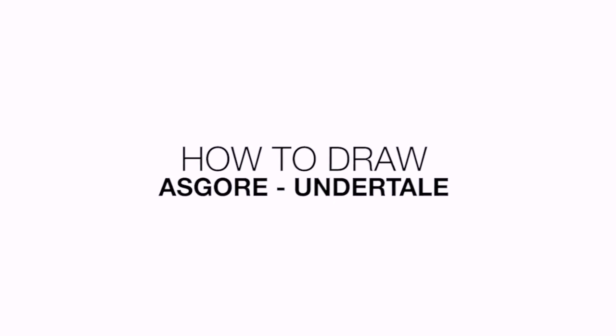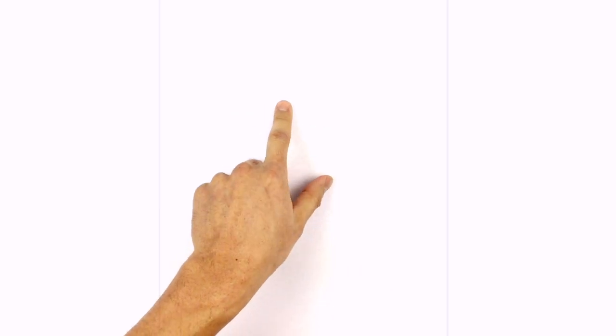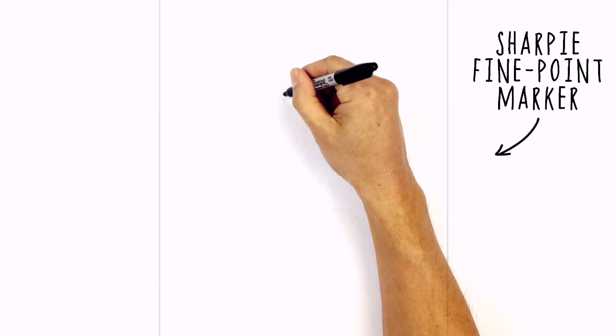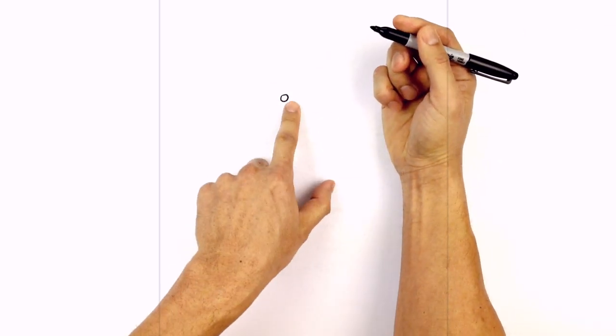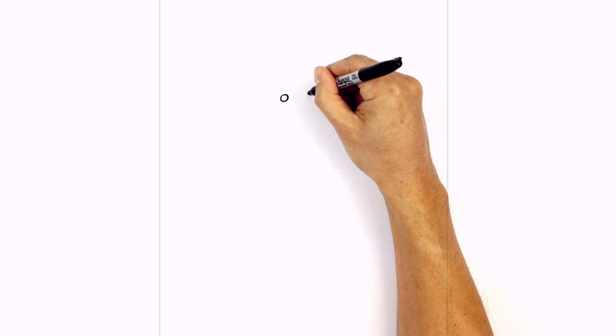Today I'll be showing you how to draw Asgore from Undertale. Let's get started in the face. We're going to start on the left side of center and draw in the circle for the eye. Starting from the top, just draw a little tiny circle. We're going to leave a gap in the middle and draw the same thing on the right side.